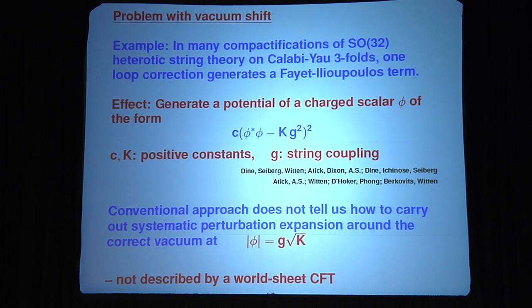And the fact that this shift is proportional to g square is a reflection of the fact that this is a one loop effect.